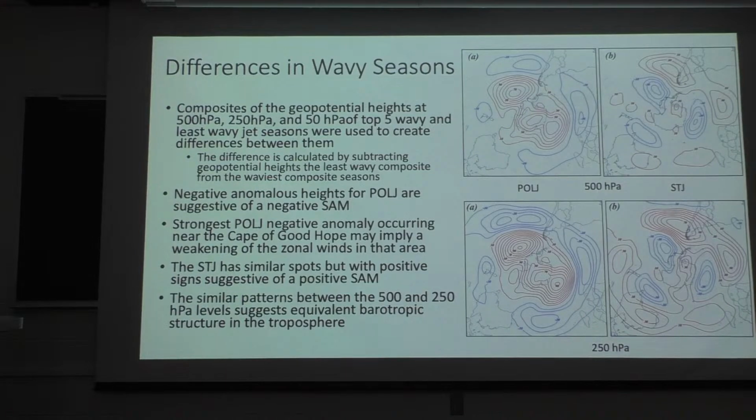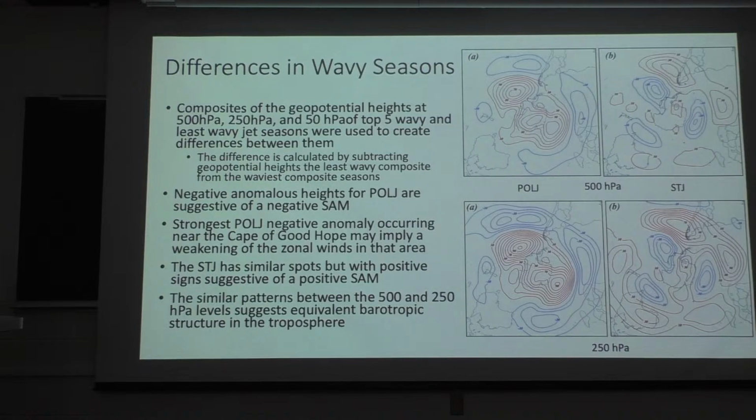Looking at the differences in the wavy seasons, we took the composites of the geopotential heights at 500, 250, and 50 hectopascal to look at the top 5 wavy and least wavy jet seasons, and they were used to create differences between them. The difference was calculated by subtracting the geopotential heights in the least wavy composite from the waviest composite.